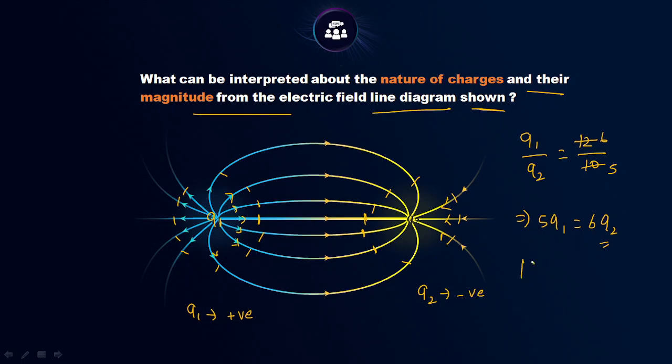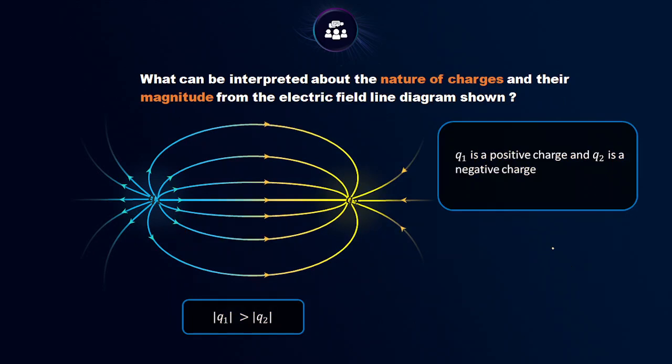Or we can say that the magnitude of Q1 will be greater than the magnitude of Q2, right? So Q1 is a positive charge and Q2 is a negative charge, and the magnitude of Q1 will be higher than the magnitude of Q2. Why? Because the number of field lines N1 is greater than N2, right?